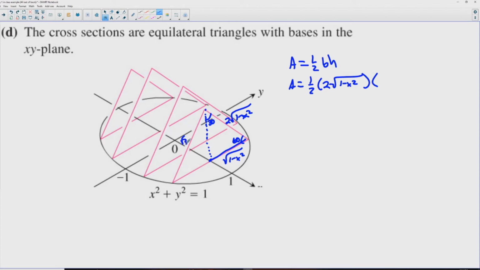this side is square root of 3 times the square root of 1 minus x squared. And now the 2 and the half cancel out. When we multiply these two together, we just get 1 minus x squared, oops, I need the square root of 3 in there. It doesn't all go away. Then we have square root of 3 times 1 minus x squared.